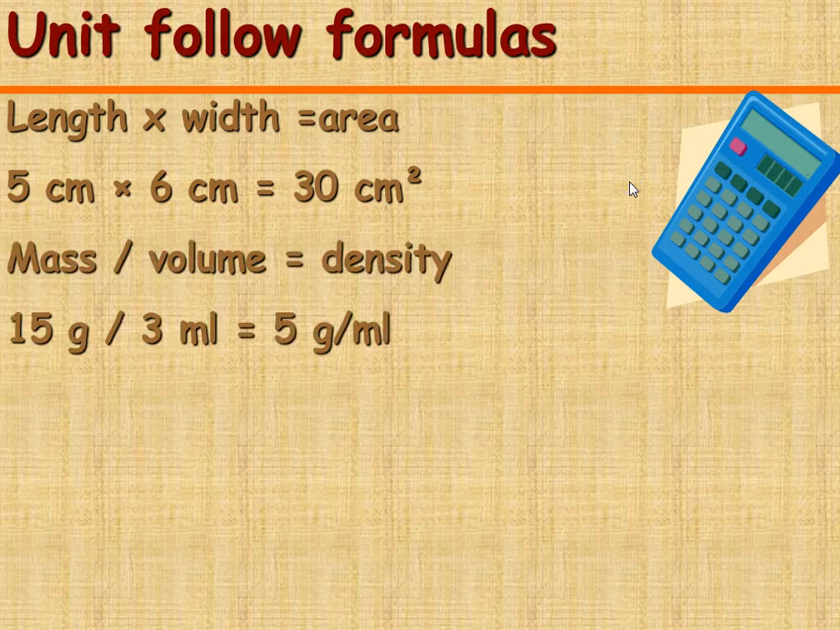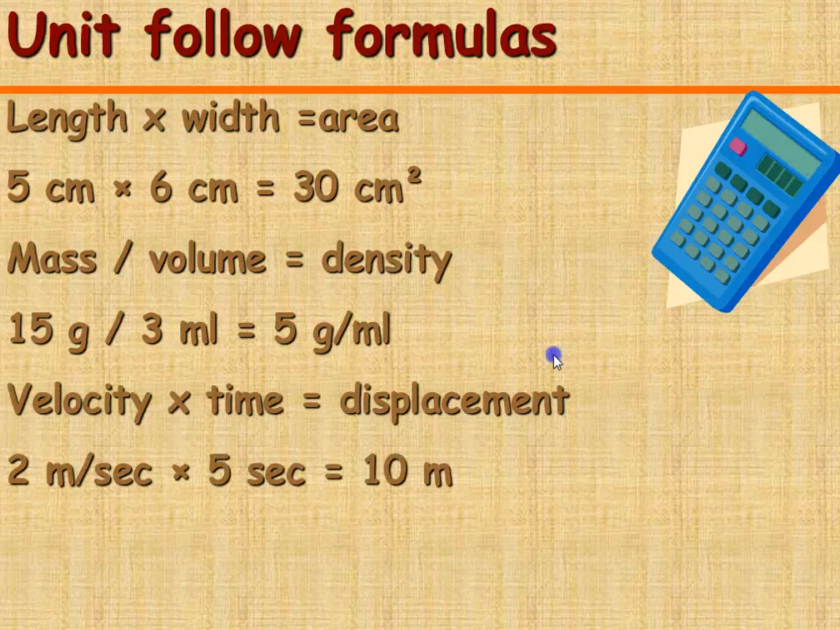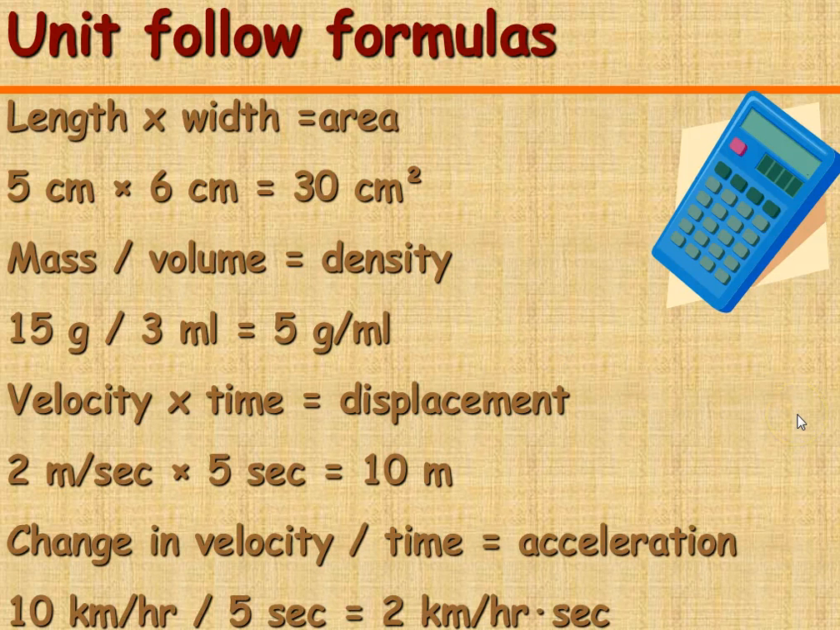Similarly, for density, mass divided by volume equals density. If you divide 15 grams by 3 milliliters, you get 5 grams per milliliter. Notice that the grams per milliliter come from the formula for density. And I'll put 2 more up here. Velocity times time equals displacement. Note that seconds cancel, leaving you with meters for displacement.